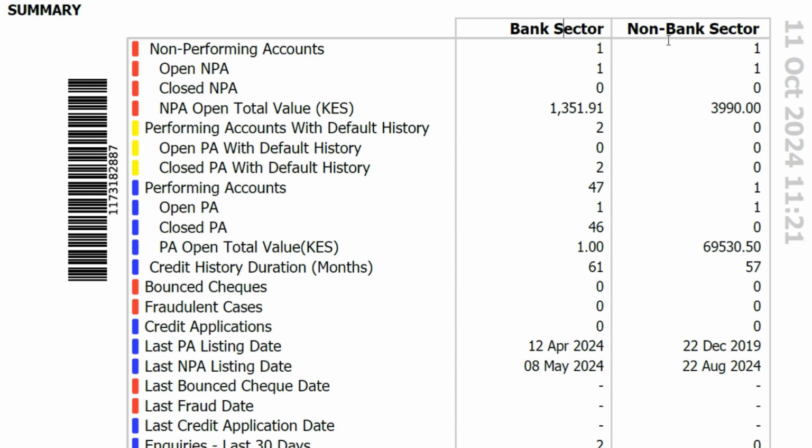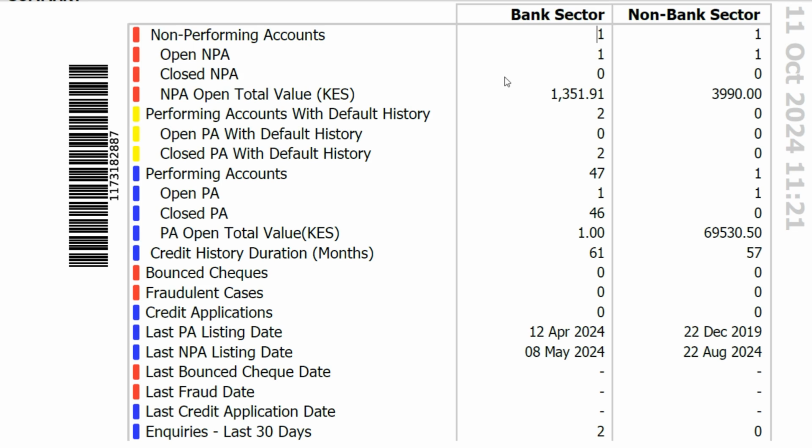Now, non-bank sector, these are digital lenders who are not affiliated to any bank. For instance, if you took money from Branch, or maybe you took money from Tala, there is no bank associated with Tala, and therefore it will appear under non-bank sector. If you took money from KCB, KCB Mobile or KCB M-Pesa, KCB M-Pesa will appear under bank sector because that is a loan facility that is provided by KCB Bank. So you have to note that.